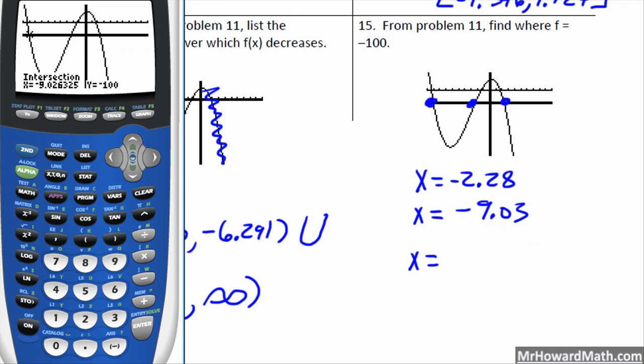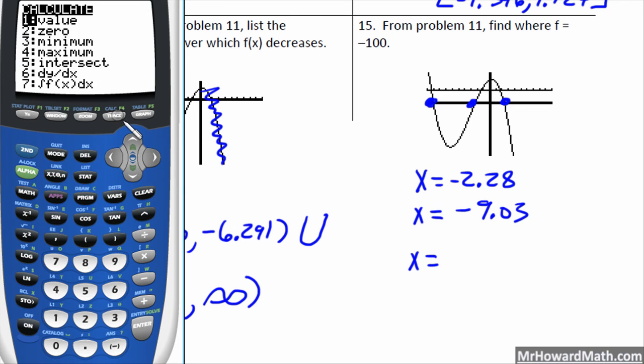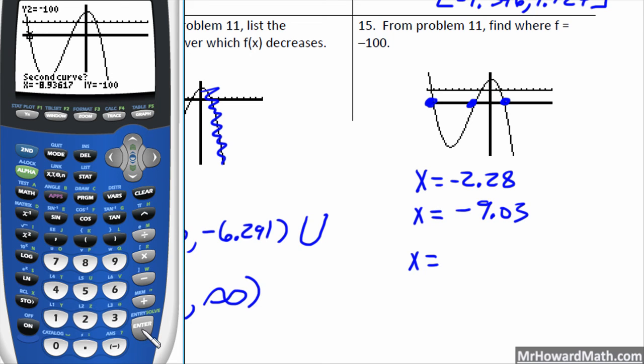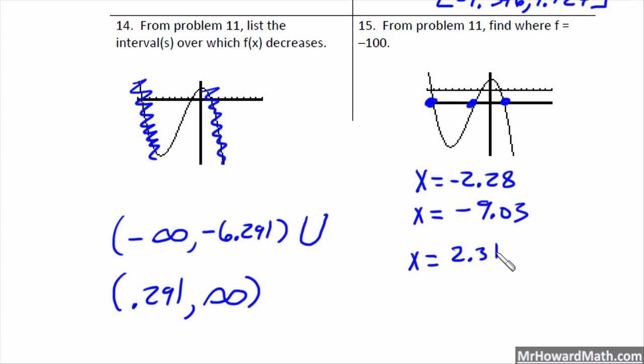And last one, we'll find the far right intersection there. Second trace, option 5. First curve, enter. Second curve, enter. For a guess, this time I'm going to type in +2. Looks pretty close. And it is +2.31. So that is it for the review. That's all the questions done. Go through this and you'll do great on the test.